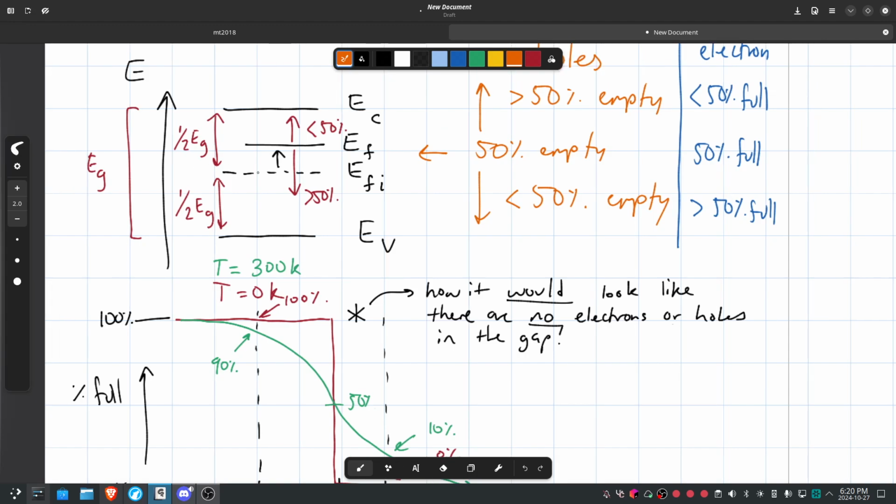Oh, and one of the other things, as a standard, we define the conduction energy at 0 electron volts, and the valence energy at negative EG. Because energy is all relative, it doesn't really matter what you define each one as, as long as it's correct relatively speaking.